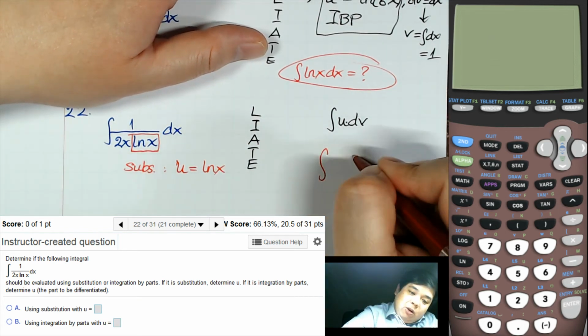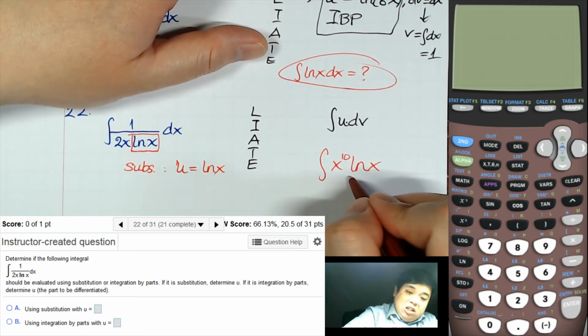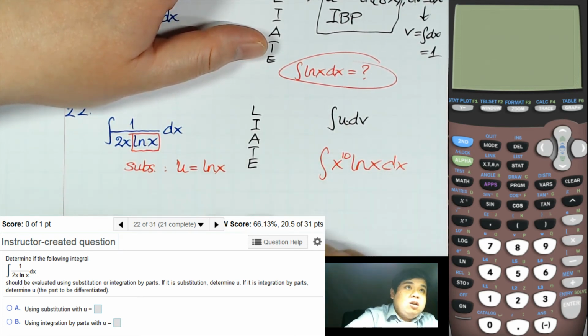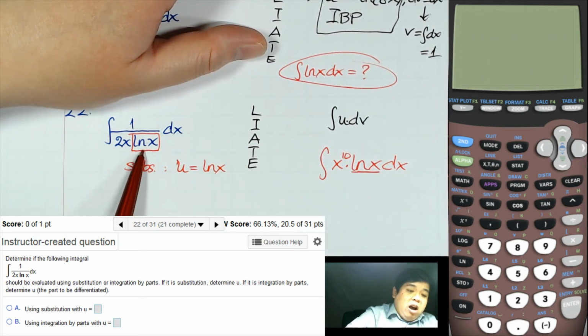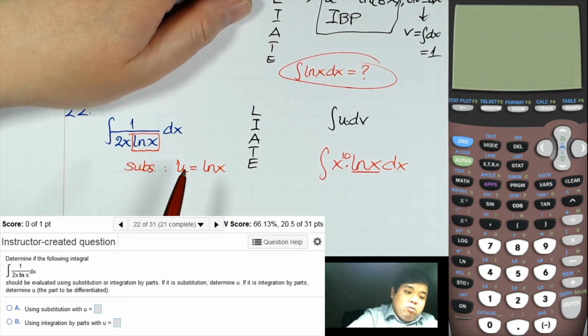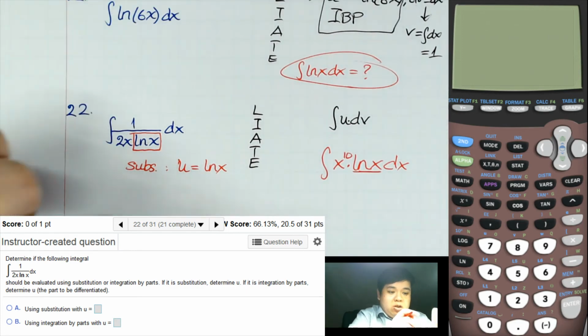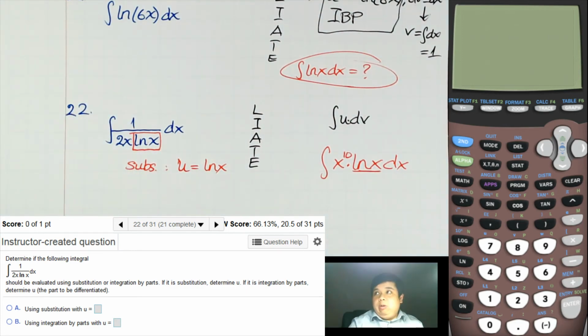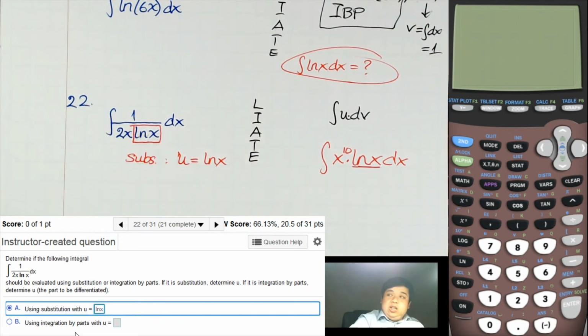If it were like ln of x times x to the 10, for example, this is automatically integration by parts, because we have ln of x times something. This one is divided by ln of x, so it's impossible to use integration by parts. So substitution, u equal to ln of x. So one is multiplying and this one is divided by.